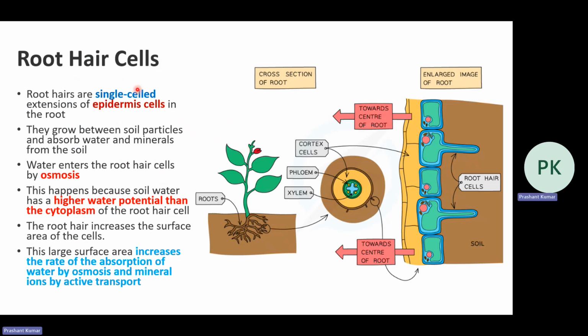Now let's talk about the root hair cells. Root hair cells are specialized cells found in plants, and a root hair cell is a single cell actually, but it has projections coming outward. You can see here in this diagram. The projections are coming outward, right? And they grow between the soil particles.